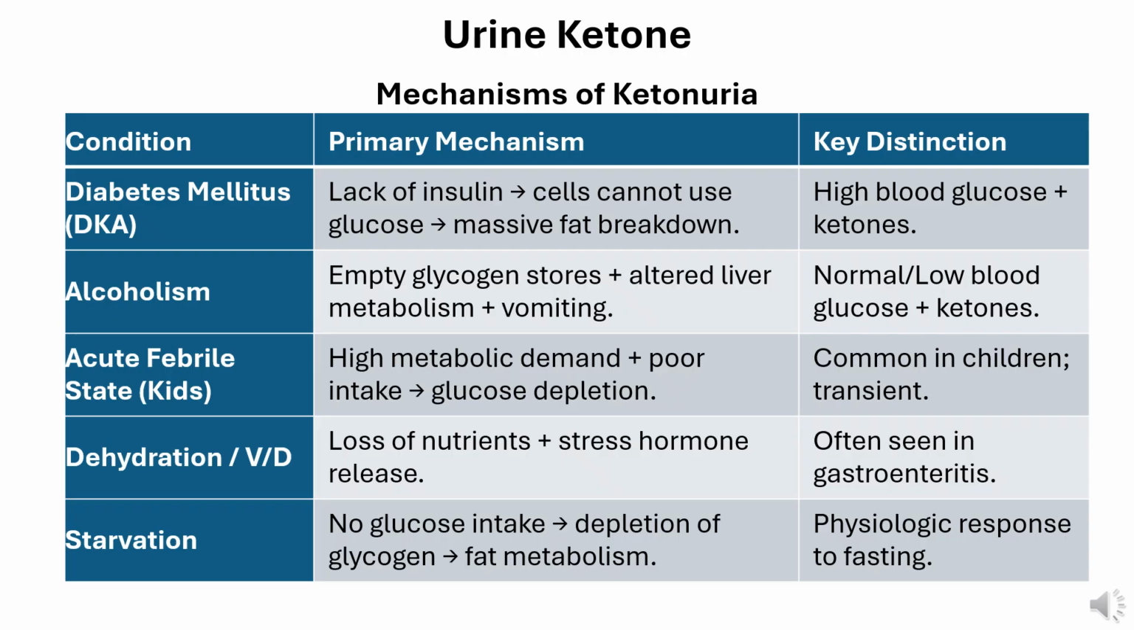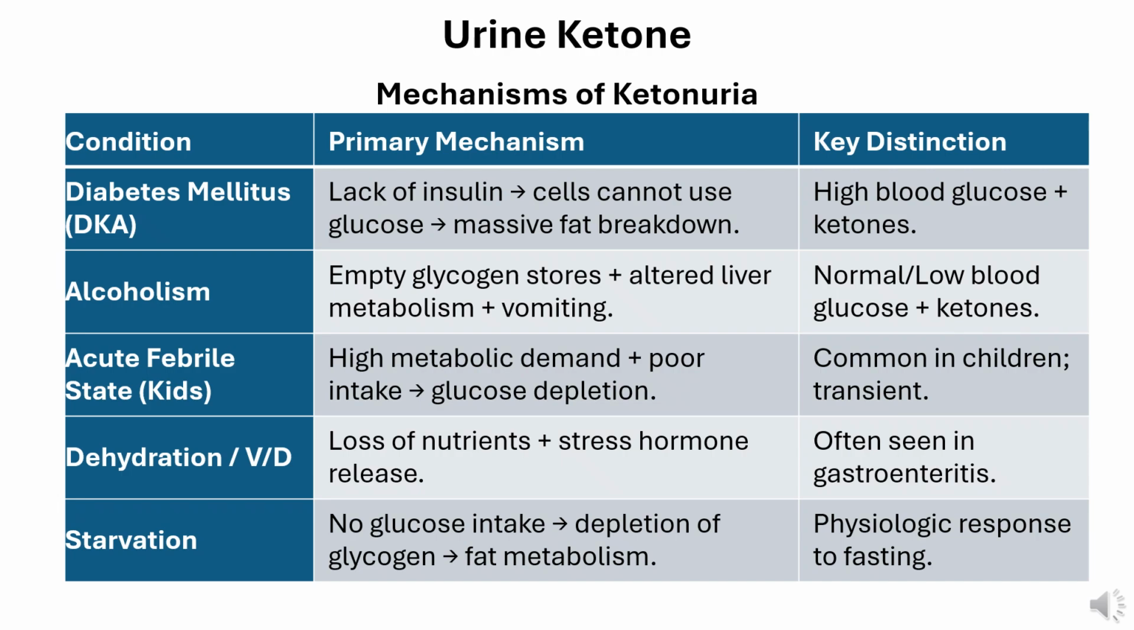Without insulin, glucose cannot enter the cells. Starvation at the cellular level, even if blood sugar is high. The body breaks down fat stores for energy, producing massive amounts of ketones. 2. Alcoholism, alcoholic ketoacidosis, is a common syndrome in chronic alcoholics after a binge, especially if vomiting occurs.